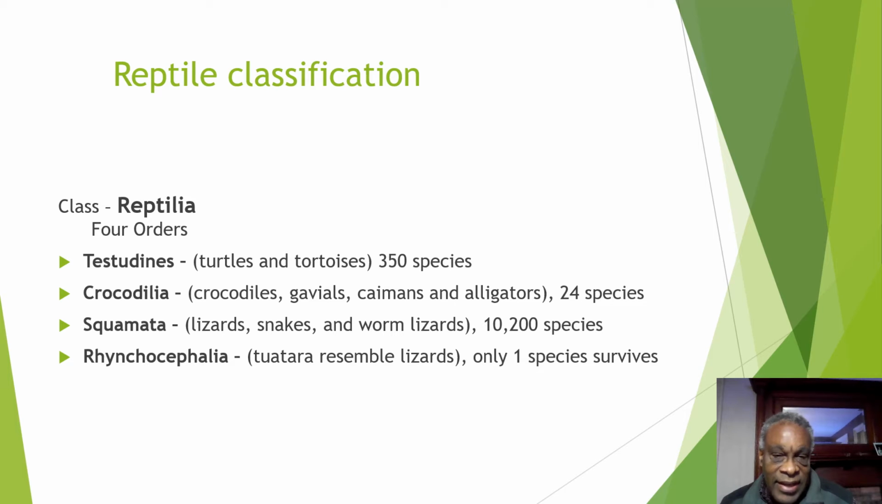Okay, in the class Reptilia, there are 4 different orders. The Testudines, which includes the turtles and the tortoises, the Crocodilia, which includes the crocodiles, the gavials, caimans, and alligators, the Squamata, which is lizards and snakes, and the Rhynchocephalia, which has the tuatara. Of these 4 orders, the one that has the largest number of species and broadest distribution is the Squamata, the lizards and the snakes.